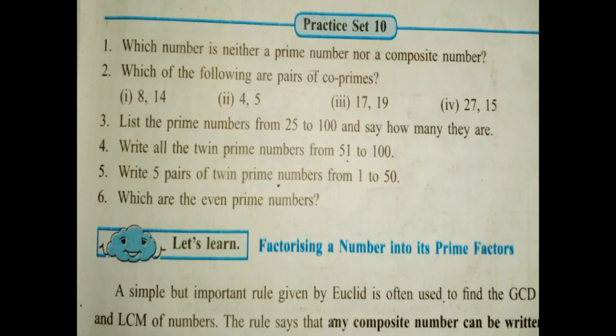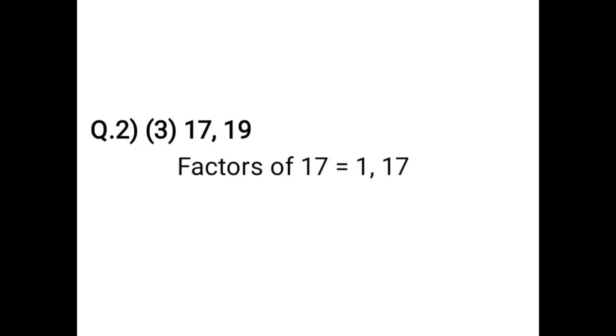Next, 17, 19. Both numbers 17 and 19 are prime numbers. So we will write the factors of both of these numbers. Factors of 17 is equal to 1, 17. Factors of 19 is equal to 1, 19. The numbers 17 and 19 are only divisible by 1. They are prime numbers. They are not divisible by any other number except 1. Underline the common factor.